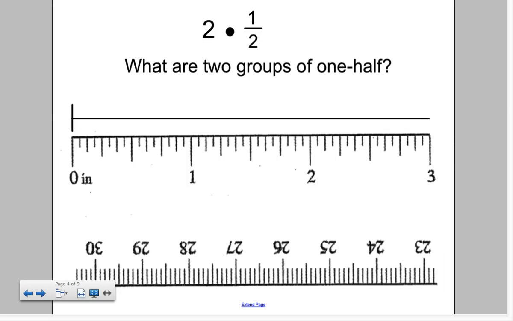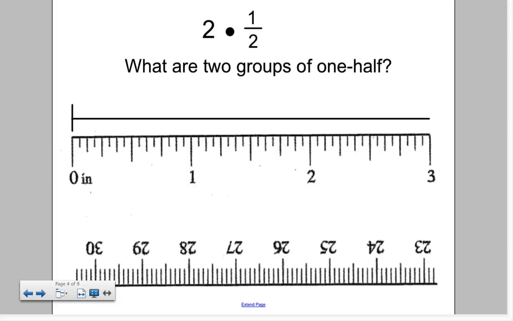Okay, mathematicians, let me show you another example of our second target, which is 2 times 1/2. Again, you can think of it as repeated addition. You would have 1/2, 2 times, or we could think of them as groups. You can think of 2 groups of 1/2. And I'm going to be using just the ruler this time.